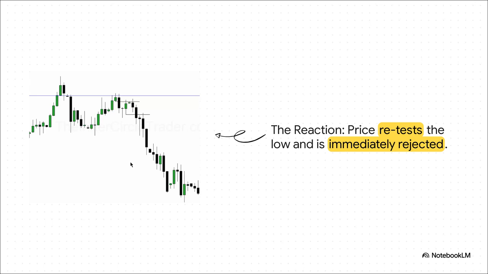And now, let's watch the reaction. Price rallies back up to retest the low of that propulsion block. And look at this. It barely even has to touch it. It just tags the low and gets immediately and forcefully rejected. That's that hair trigger sensitivity we want to see, propelling price lower.